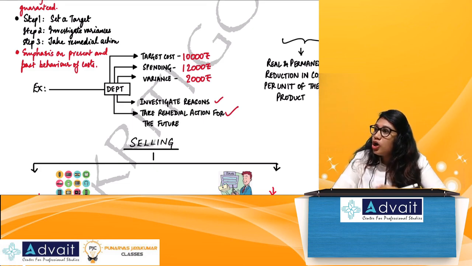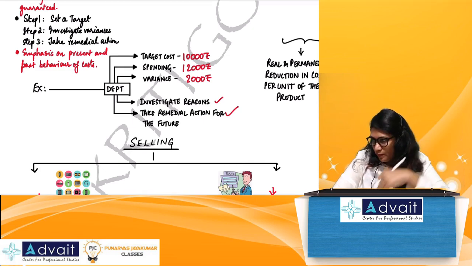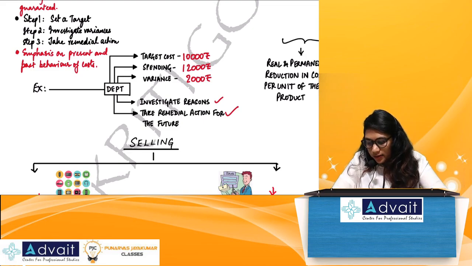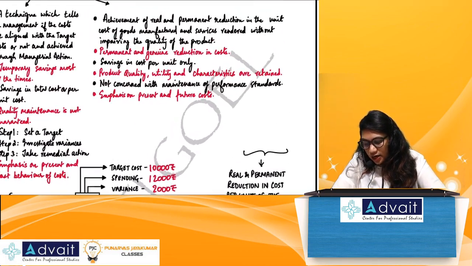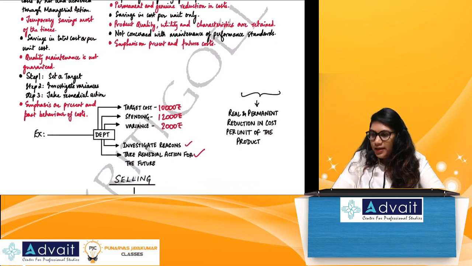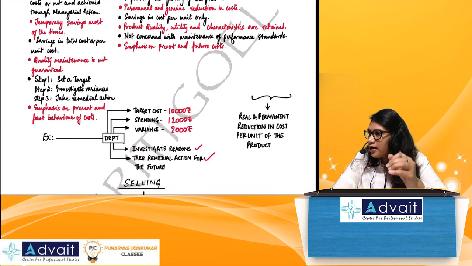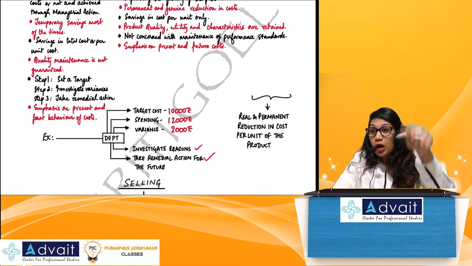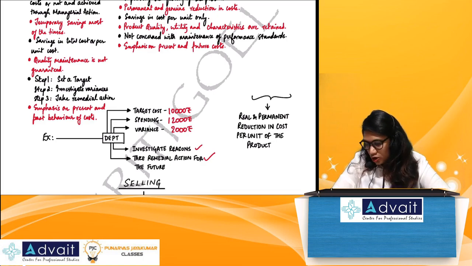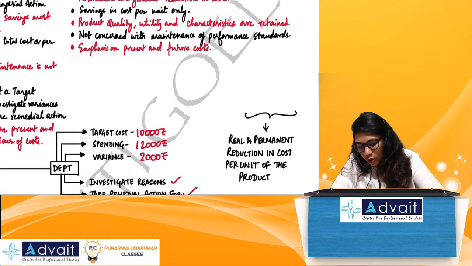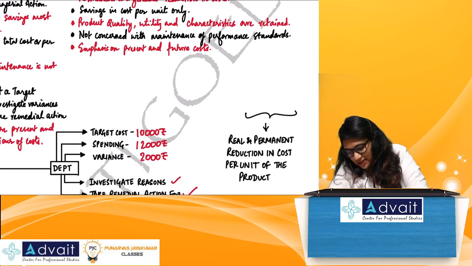Once you're controlling cost, there is no guarantee that tomorrow it will be controlled. For all you know, you'll have to control it again. That complete control will come over time. Correct? But in case of cost reduction, there is real and permanent reduction in cost per unit without impairing the quality of the product. So we'll write an example for this, how it happens.